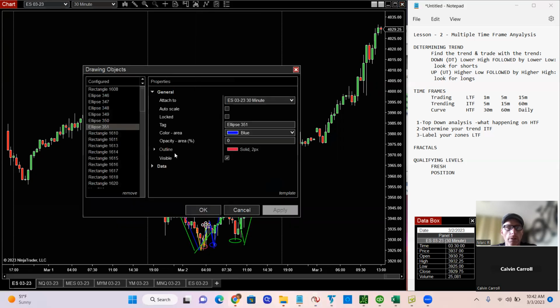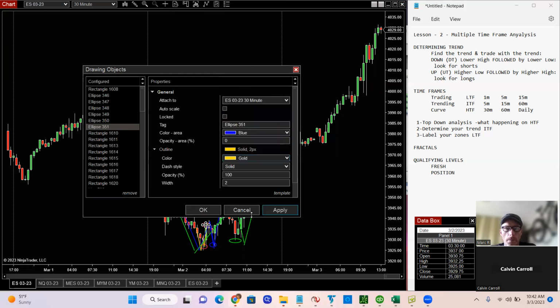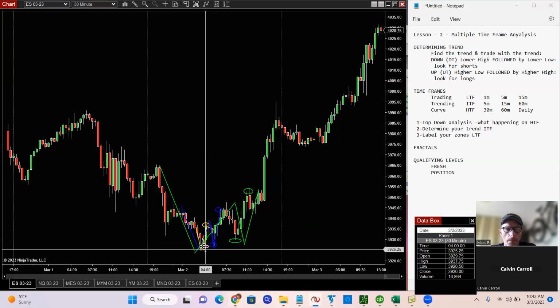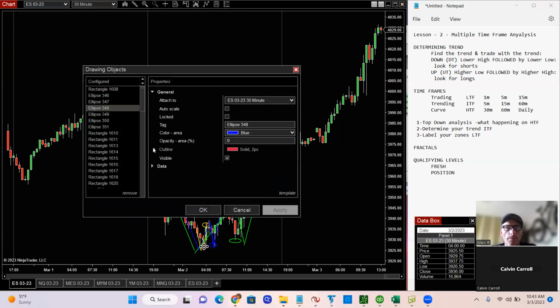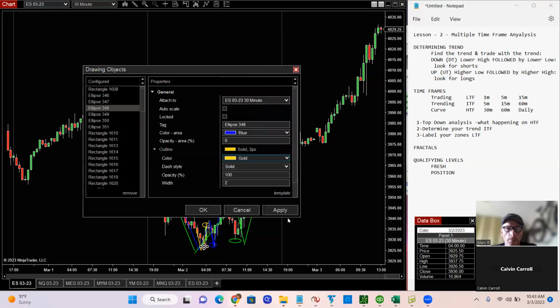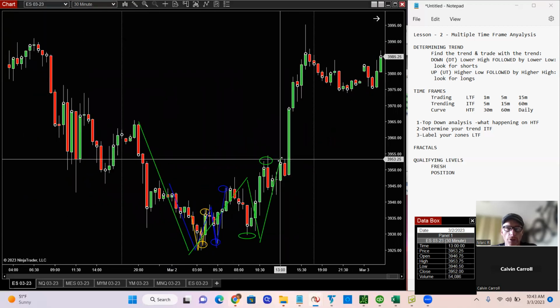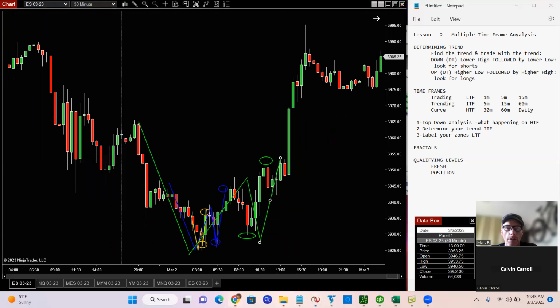Let me make this even easier here. Let's do this and this and this and then this. And now you can probably see that all pretty clearly. So this is the concept of fractals I wanted to demonstrate. Okay.